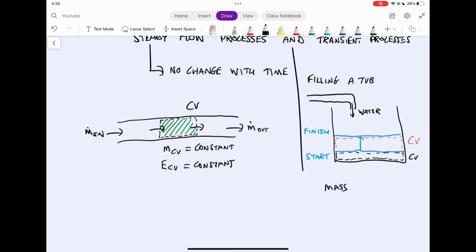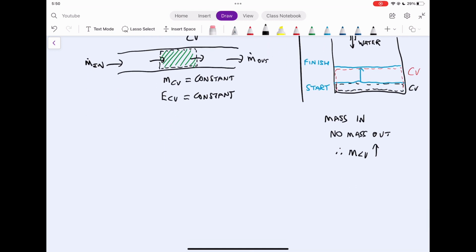We have mass in and no mass out. We don't actually have a mass out until we drain the tub, for example. But right now, it means that the mass of the control volume increases, which also means that the energy of the control volume increases because there's energy associated with the amount of mass in a system. But we'll look at that in some future video.